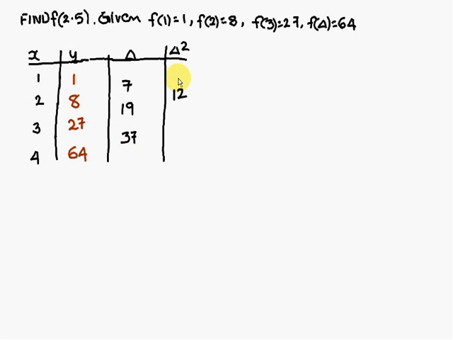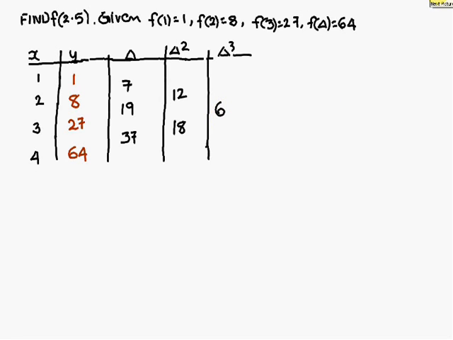Similarly, you have to find out the next differences. Here it is 19, here it is 7. 19 minus 7 is plus 12, you have to write it here. Similarly, 37 minus 19 is plus 18, you have to write it here. Similarly, you have to find out the next difference. 18 minus 12 is 6, you have to write the difference here. So this is the way to construct a difference table.